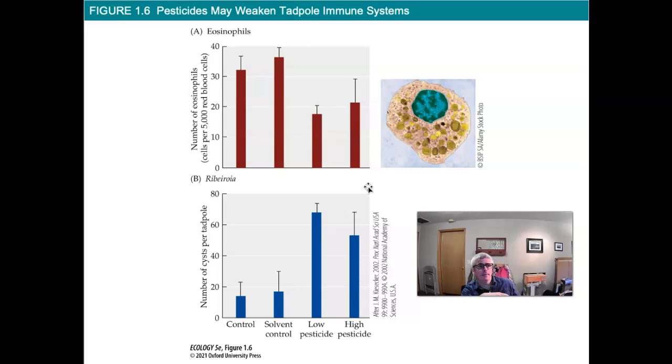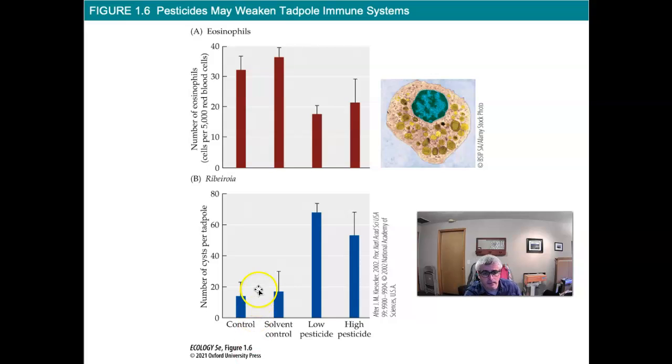So a good indication that there is an immune response related to pesticides, rather, that pesticides can impact the ability for frogs to have a healthy immune system.